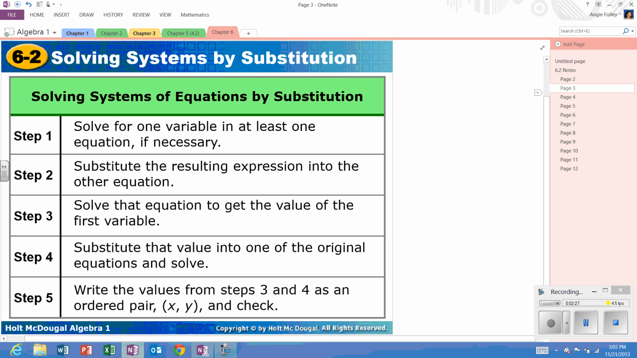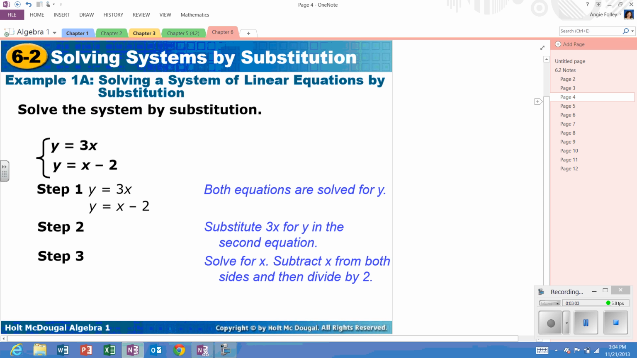For solving systems of equations, your first step is to solve for one variable in at least one of the equations. So if you don't have one of the equations that is a single x equals or y equals, you need to solve one of them for that. Step 2 is to substitute the resulting expression into the other equation. You're going to plug that into the other equation. Step 3 is to solve the equation to get the value of the first variable. Step 4, we substitute the value into the original, and step 5, we solve for the other variable, and we get an ordered pair x comma y. So this is going to make a lot more sense after we do it.